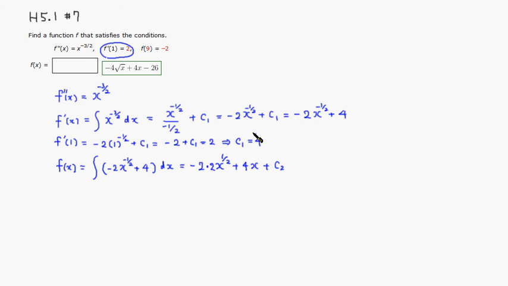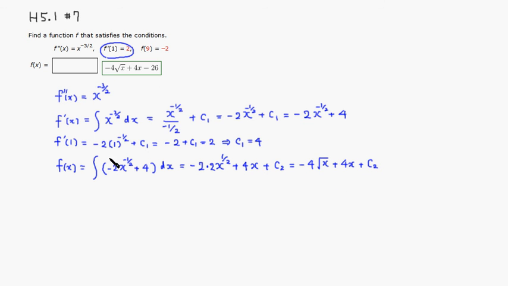All right, so clean it up. You see that it's going to be a negative 4. The 1/2 power is a square root, so I write negative 4 square root of x plus 4x plus constant C2.